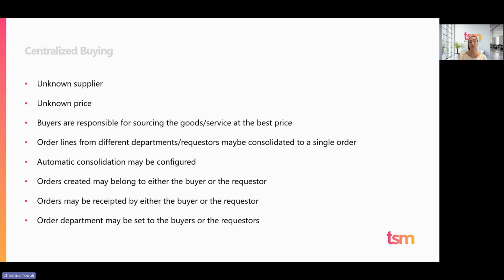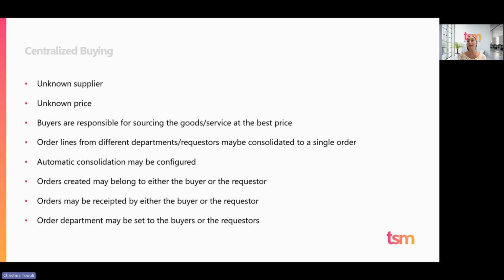When the actual order is created with the correct supplier and the correct prices, you can determine who the owner of that order is. So will it be the buyer who sourced the items, or is it going to be the original requester? And it's quite important who owns it, because you need to identify who the notifications will go to in the event that there's a discrepancy. Does it go to the buyer or does it go to the requester? You've also got control over who receipts the order when the goods have arrived. Is it the requester or is it the buyer?